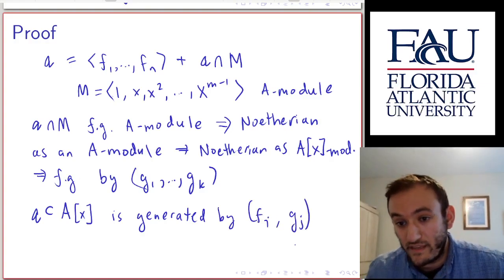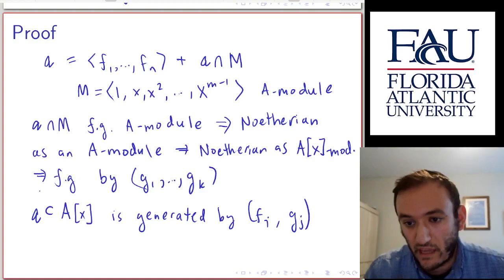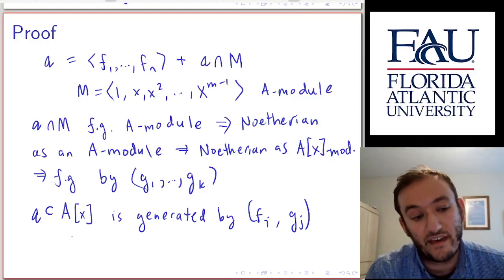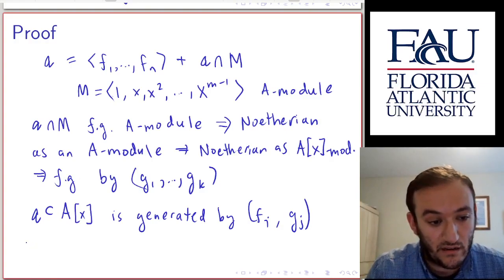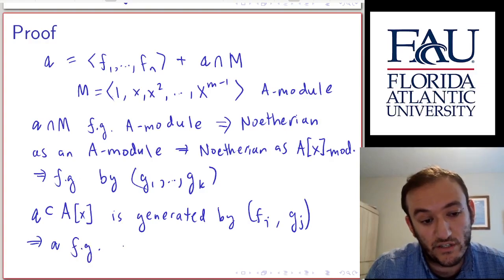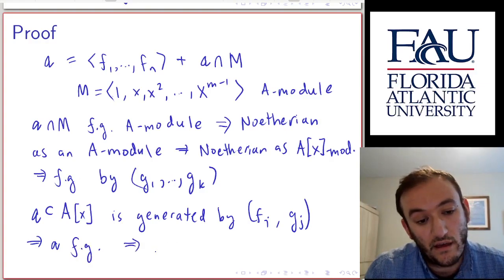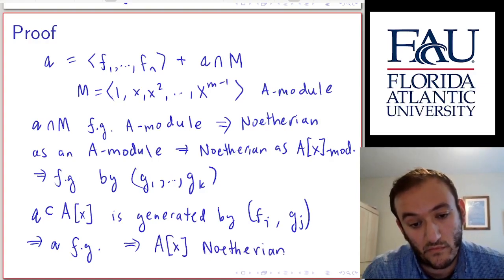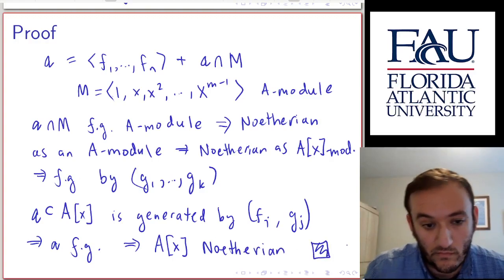Using that, making no assumptions other than that the coefficient ring is Noetherian, we now have that this ideal is finitely generated. So A is finitely generated, which means that A adjoin X is Noetherian. And that proves Hilbert's basis theorem.